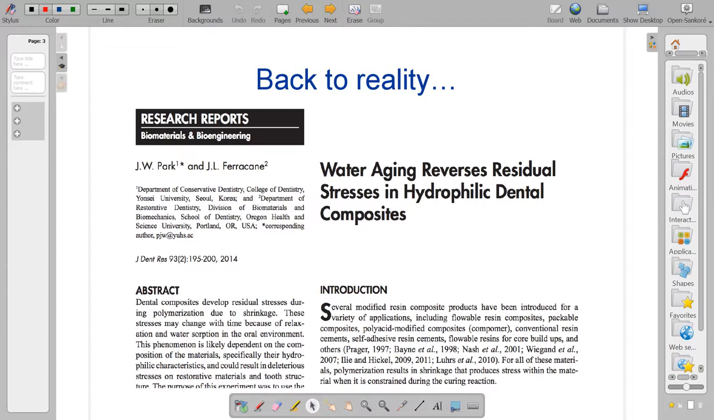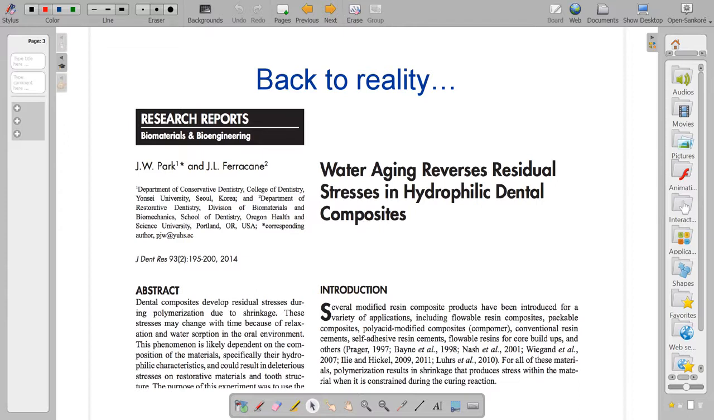So the paper that you have is entitled Water Aging Reverses Residual Stresses in Hydrophilic Dental Composites. Some of you may go, yay, that's exactly the area that I'm interested in. Some of you will still be saying this is entirely irrelevant to me. And therein we have a problem that we all have different research interests. However, it is necessarily dental research. And we can look through, and it has these basic components that I've spoken about previously.